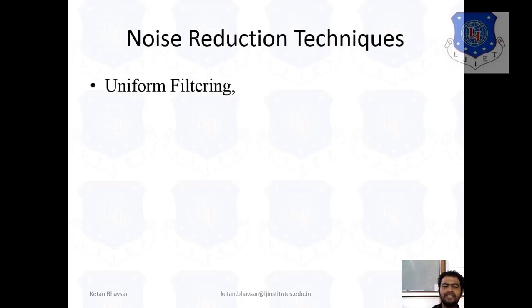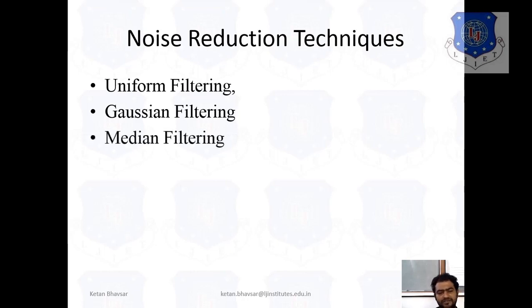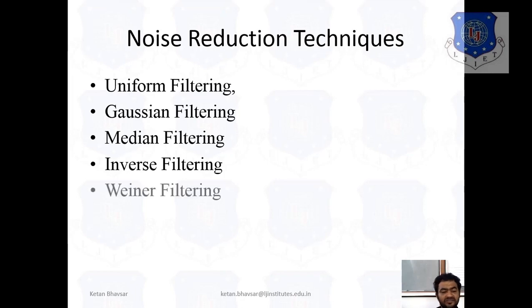Now noise reduction techniques. For noise reduction there are different types of filters that I already told you: uniform filtering, which is nothing but an average filtering type, Gaussian filter, median filter, also mean filter, inverse filtering and linear filters. These are the different filters generally used to reduce the noise from the image, and with the help of this noise filtering we try to extract the original image as much as possible.